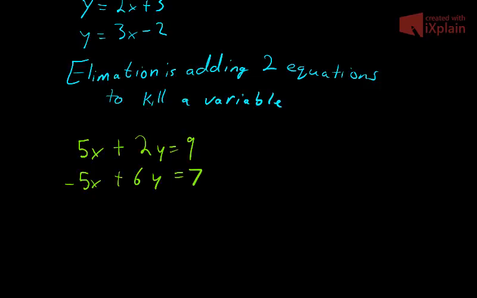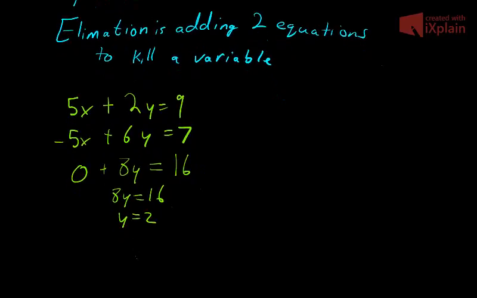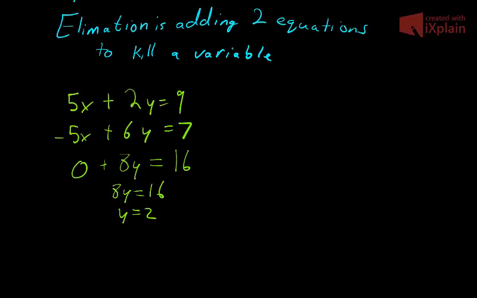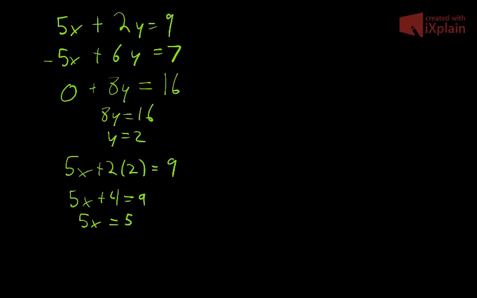5x plus negative 5x is 0. 2y plus 6y is going to be 8y. And 9 plus 7 is going to be 16. 8y is 16, so y is 2. To get x, I'll go back up top. I have 5x plus 2y is 9, so 5x plus 2 times 2 is 9. That gives me 5x plus 4 is 9, so 5x is 5. And finally, x is 1.